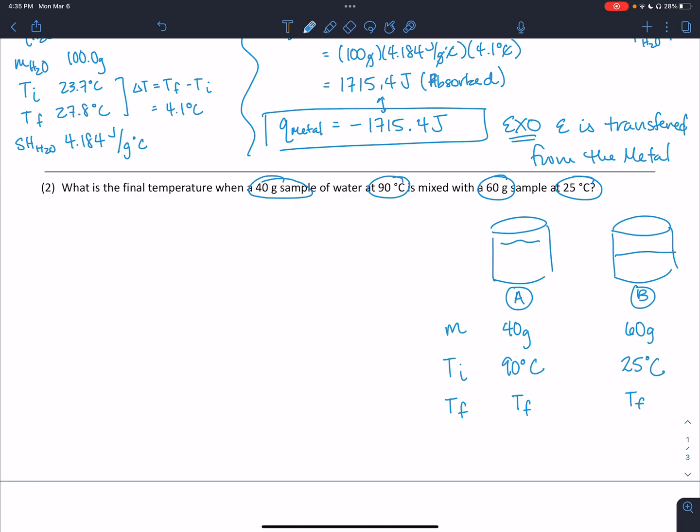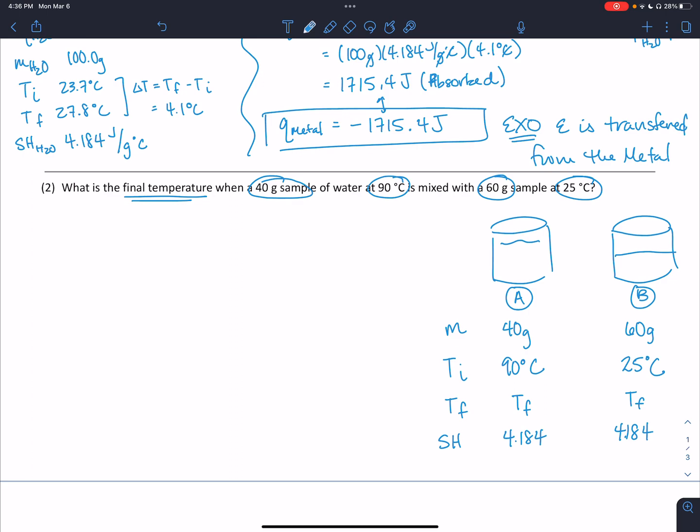So that numerical value is going to have to be the same. And our specific heat is also going to be the same, 4.184 for each of these. The question is, what is that final temperature? As part of that, I can use my value for Q, because I know that Q is going to be equal to specific heat times mass times delta T. And I can get to my final temperature by finding delta T.